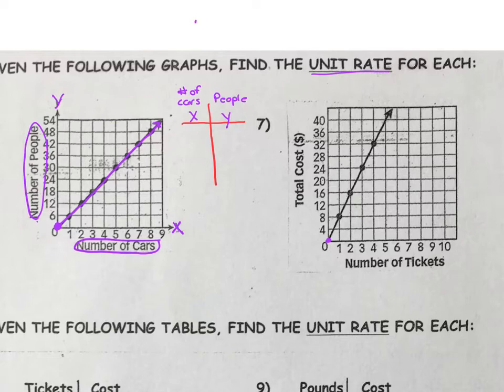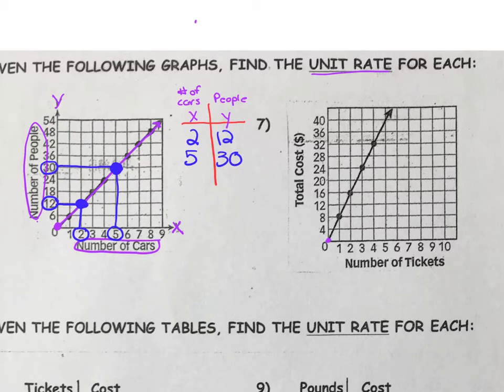Now we only have to grab a few readable points off the graph. Let's just quickly grab this point and maybe this point. Let's think about what these points really represent. 2 cars can hold 12 people. And this point, 5 cars can hold 30 people.